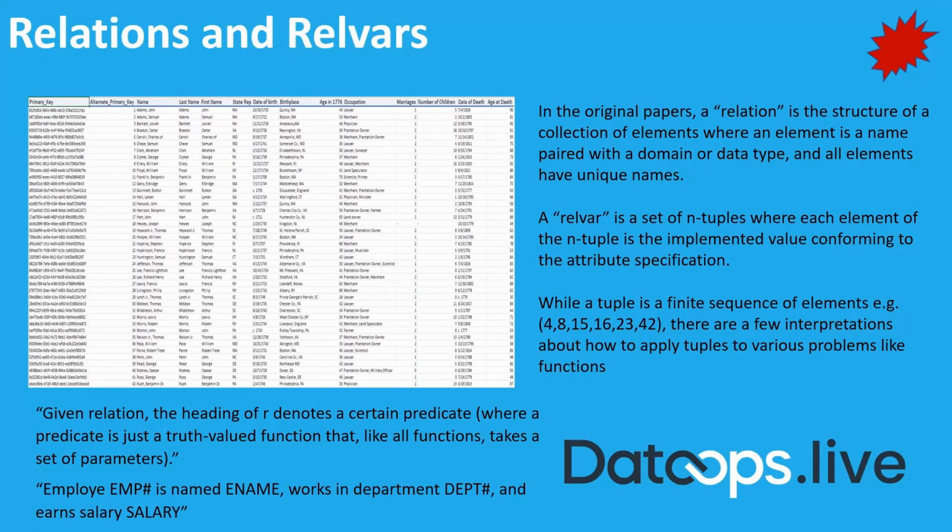So, some of the definitions in Date's writings: given a relation, the heading of R denotes a certain predicate, where a predicate is just a truth-valued function that, like all functions, takes a set of parameters. And this last quote is from the parts-suppliers example that Chris Date writes a lot about.